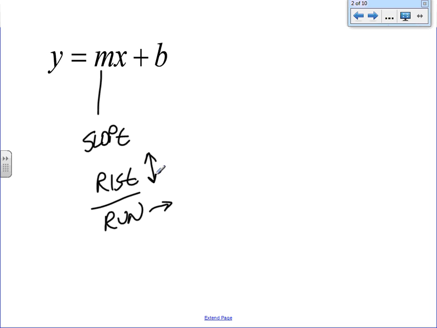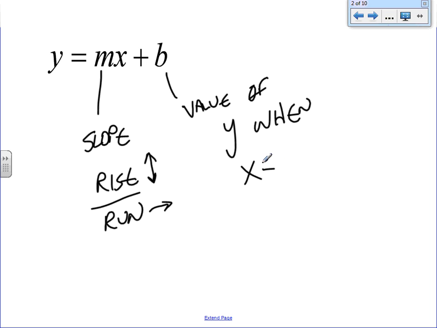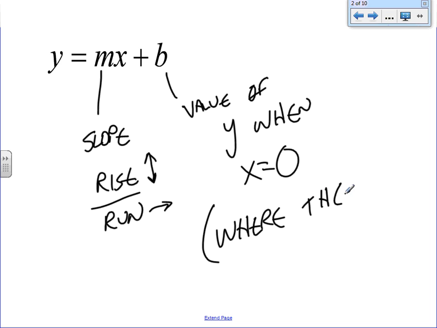And we can go up or down, we can go left or right. I tend to think about rise being up or down and run always going to the right. And the intercept is, we've talked about this before, the value of y when x equals 0. In this case, it's a location when we're graphing. It's where the line crosses the y-axis.